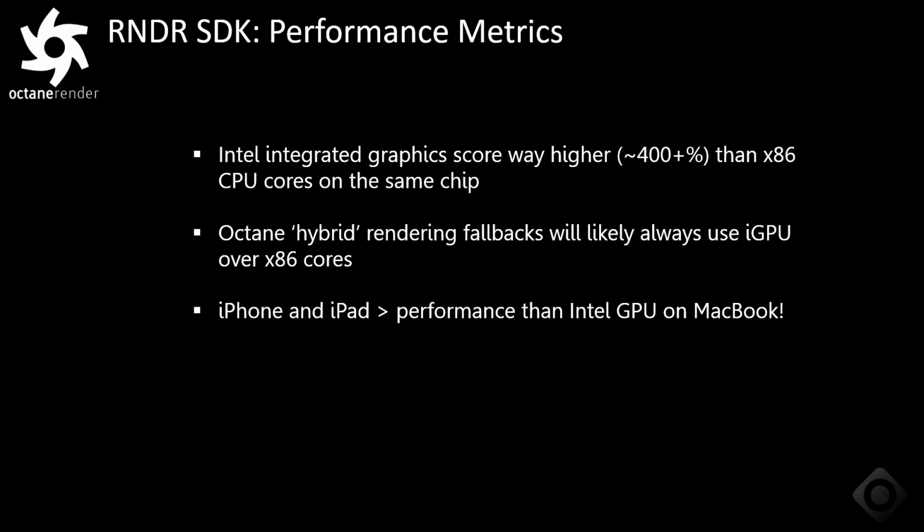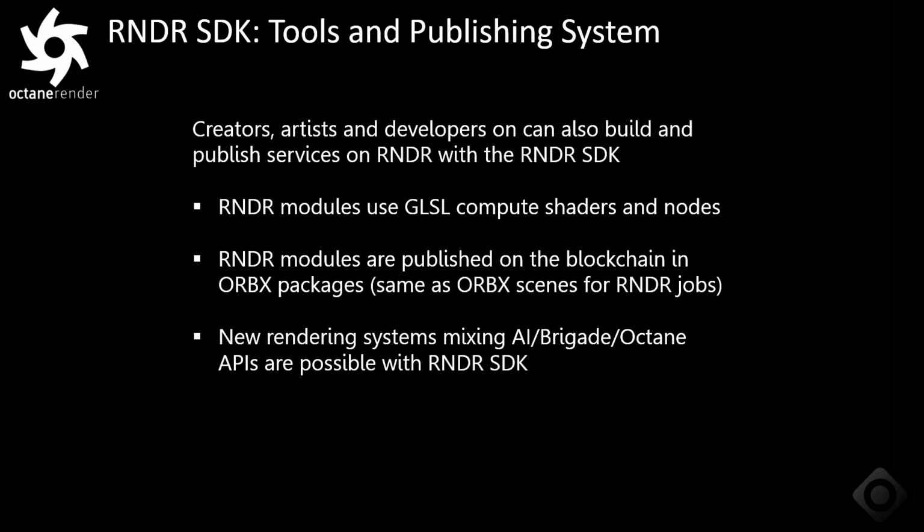And we're seeing probably something that we already knew, which is that the integrated graphics parts of the Intel CPUs are so much faster that it doesn't make any sense to do CPU rendering. So if we ever had a CPU fallback, it would just be using the Intel integrated graphics. And yeah, it's crazy to see iPhone and iPad beat a laptop, but that's the world that we're living in.